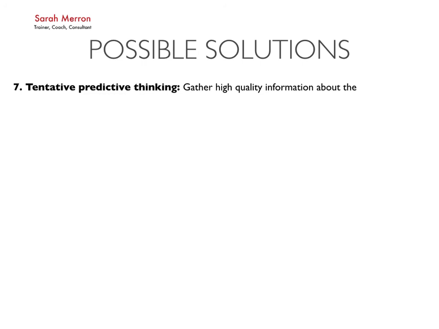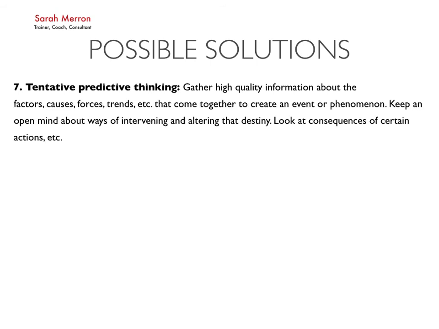Predictive thinking. So we're going to start gathering high quality information about all the different factors, causes, forces, and trends that came together to create the phenomenon or the event that the person is talking about. And also start looking at consequences of certain actions. So just question. Say, okay, so what really would happen if you changed your approach to that? What would be the outcome? And they should come up, or they could come up with 4, 5, 6 different solutions.